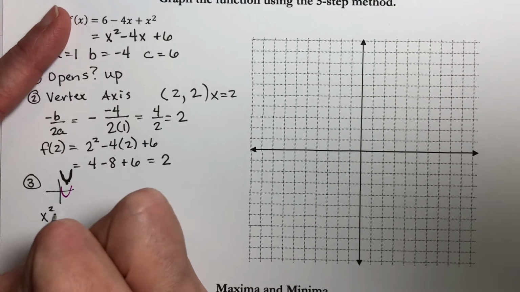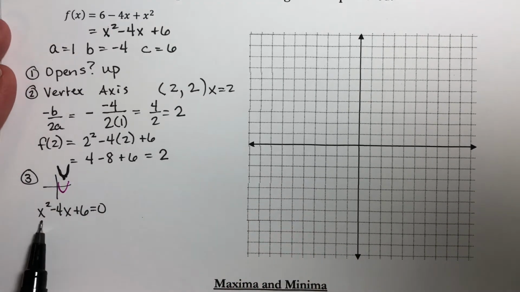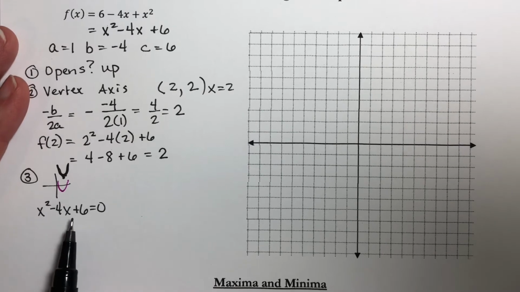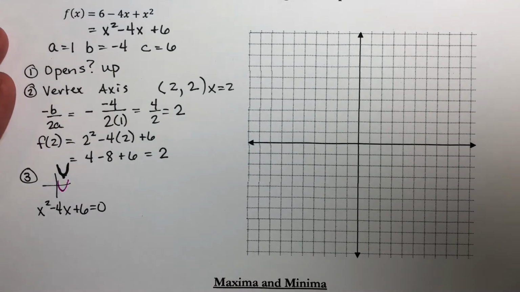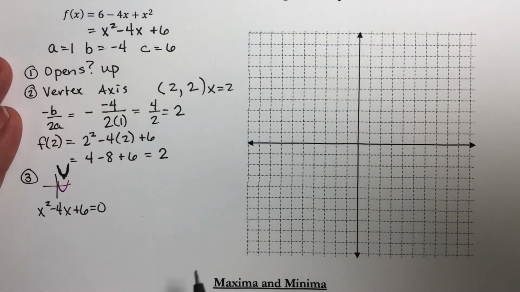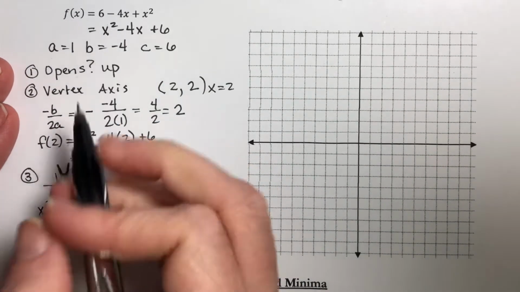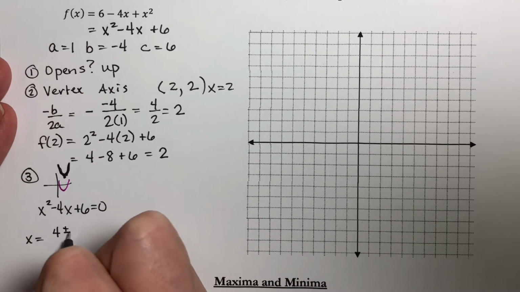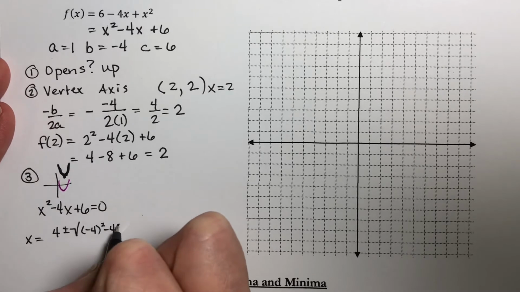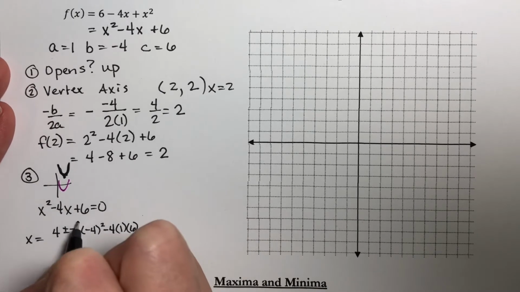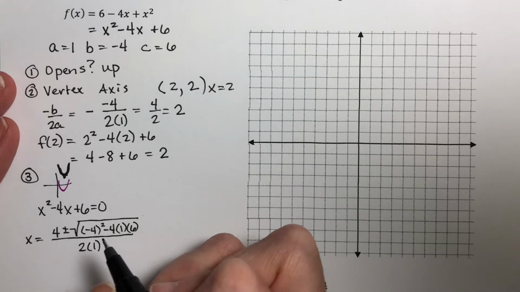So x squared minus 4x plus 6 is equal to 0. At first, it looks like it might be easy to factor, but if you try to think of two numbers that multiply to 6 and add to -4, you're not going to find any. It doesn't work. So let's go to the quadratic formula. We've already identified our a, b, and c here. So x equals -b, which would be +4, plus or minus the square root of b squared minus 4 times a times c, all over 2 times a, which is 1.